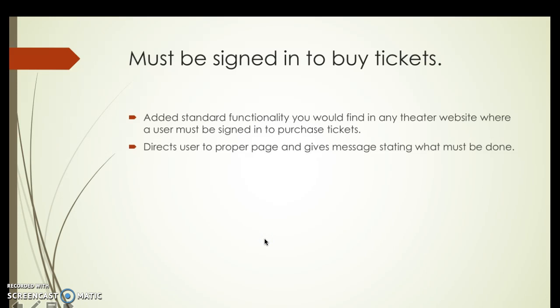You must be signed in to buy tickets. I added the standard functionality that you would find in any theater website where a user must be signed in to purchase tickets. They of course can view which movies are out, but beyond that they cannot go further. It directs users to the proper page and gives a message stating what must be done. So basically it kicks them to the login page and gives them a flash message saying, hey, you need to be signed in if you want to buy tickets.